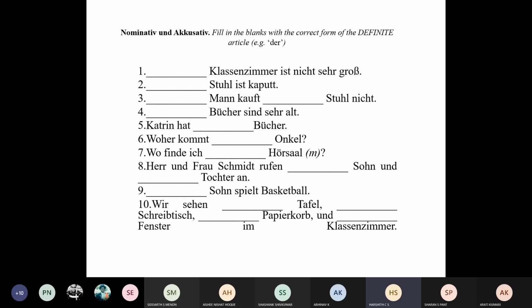Ma'am, is it "der Mann kauft den Stuhl nicht"? Yes, it's that. Yeah, "der Mann kauft den Stuhl nicht." So nominative and accusative both. In this sentence, you have both the cases.